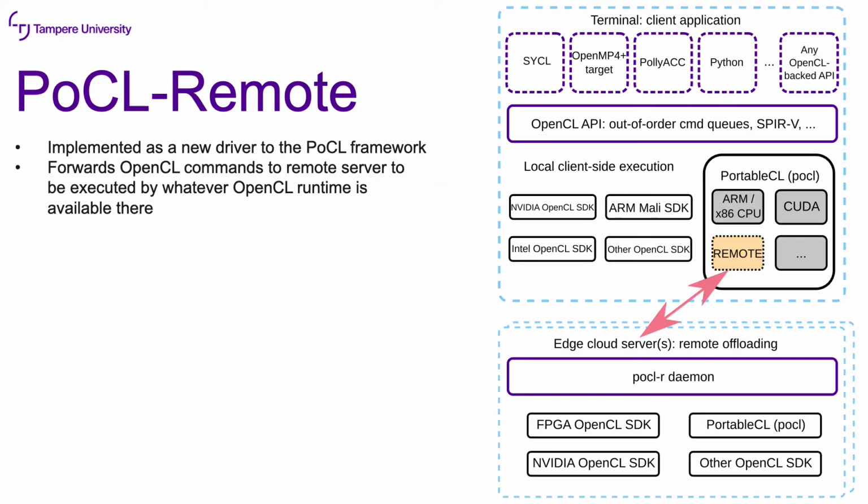PoCL-Remote appears to OpenCL applications as just another OpenCL driver and requires no changes to the application source code for its basic functionality. Internally, it delegates API calls to a daemon running on the remote server. The daemon then executes these calls on an OpenCL driver that is available on the server, which can be a vendor-provided driver, a CPU or FPGA-backed portable CL instance, or any other conformant OpenCL implementation.